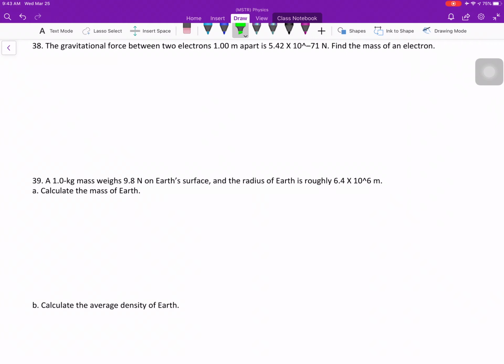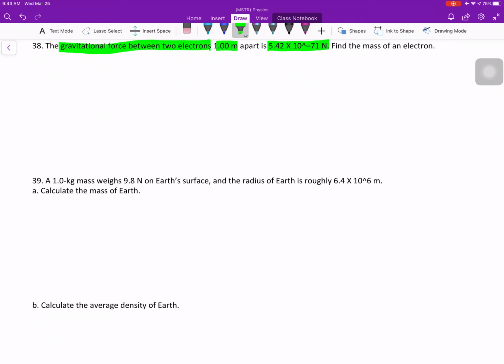So in question 38, we're asking about the gravitational force between two electrons. So once again, we're talking about the gravitational force between two objects. They're talking about electrons, so the masses are very, very small. So we probably are going to be talking about a very, very small force, even though it's relatively close, a meter apart.